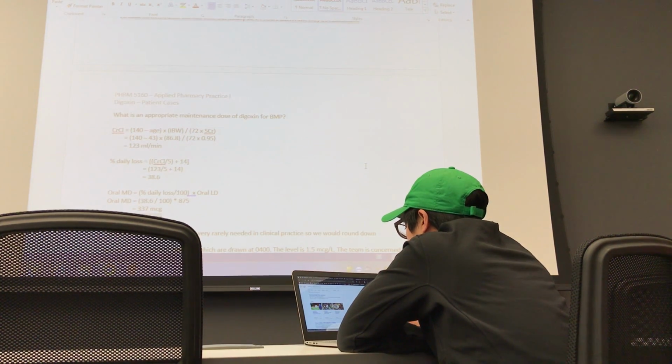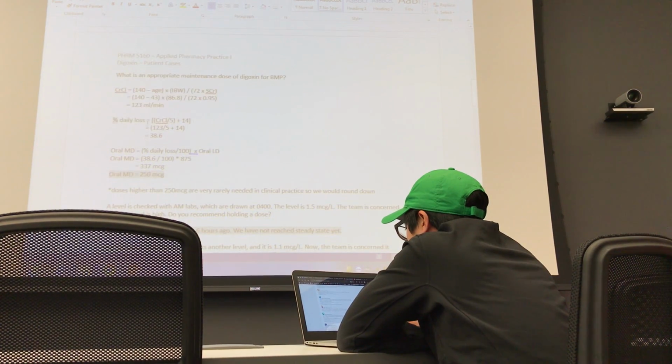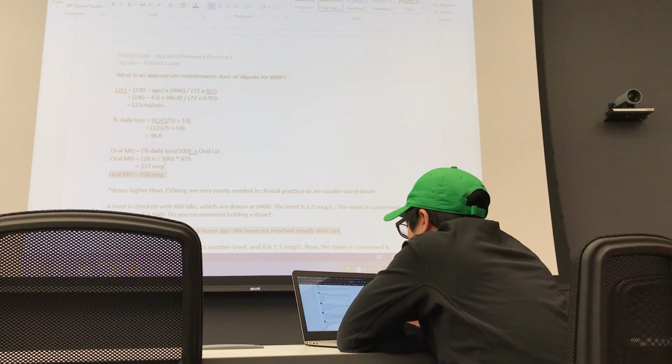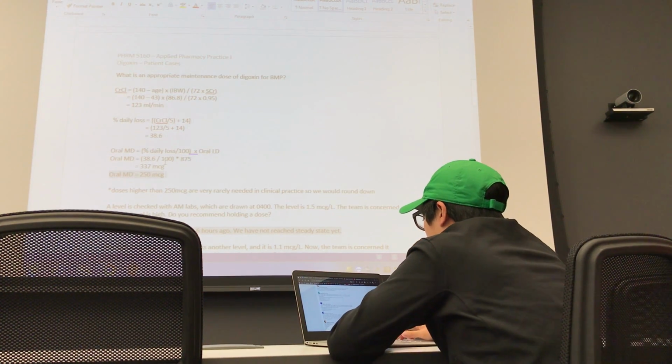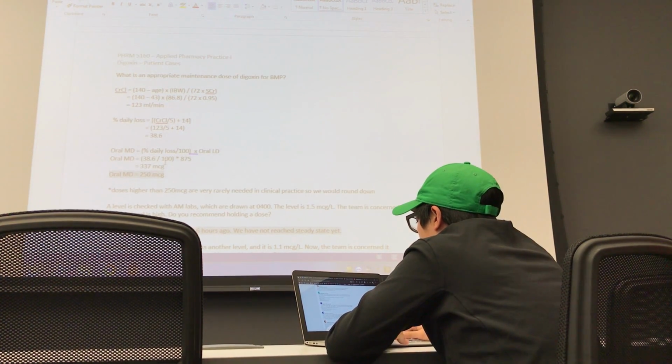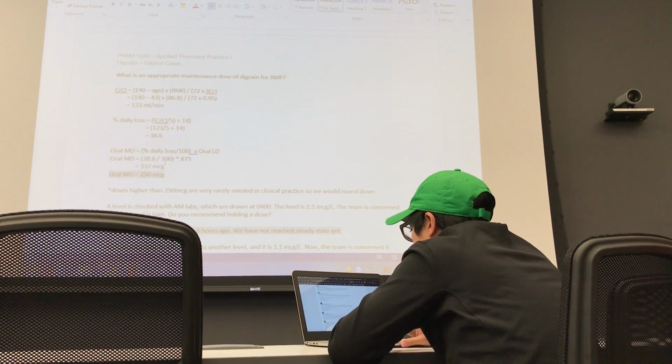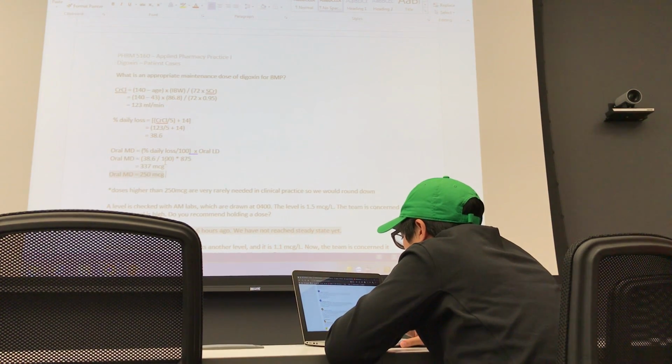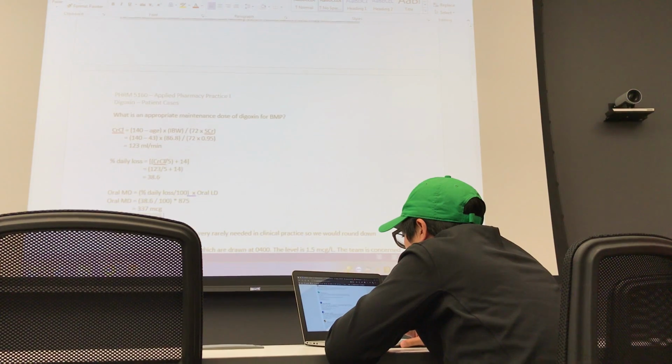But technically, if you're going to do maintenance dosing for digoxin, you would start with calculating creatinine clearance. Then you would do a percent daily loss, which is another set of equations. And then you would come up with an oral maintenance dose, which comes out in this guy to be 250, or actually technically 337 micrograms, so please don't give that because it's not a tablet size and it's just a lot of drug to give. So 250 would be the answer you would start.